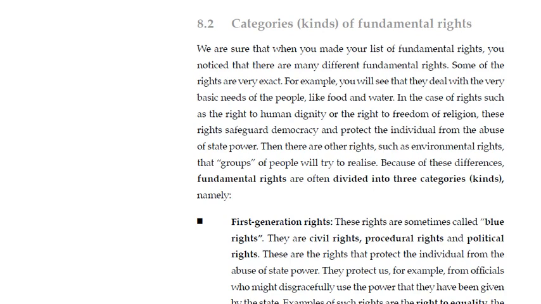We are sure that when you made your list of fundamental rights, you noticed that there are many different fundamental rights. Some of the rights are very exact. For example, they deal with the very basic needs of the people like food and water. In the case of rights such as the right to human dignity or the right to freedom of religion, these rights safeguard democracy and protect the individual from the abuse of state power. Then there are other rights, such as environmental rights, that groups of people will try to realize. Because of these differences, fundamental rights are often divided into three categories. Okay, I'm sure we have grasped what is meant by a fundamental right.